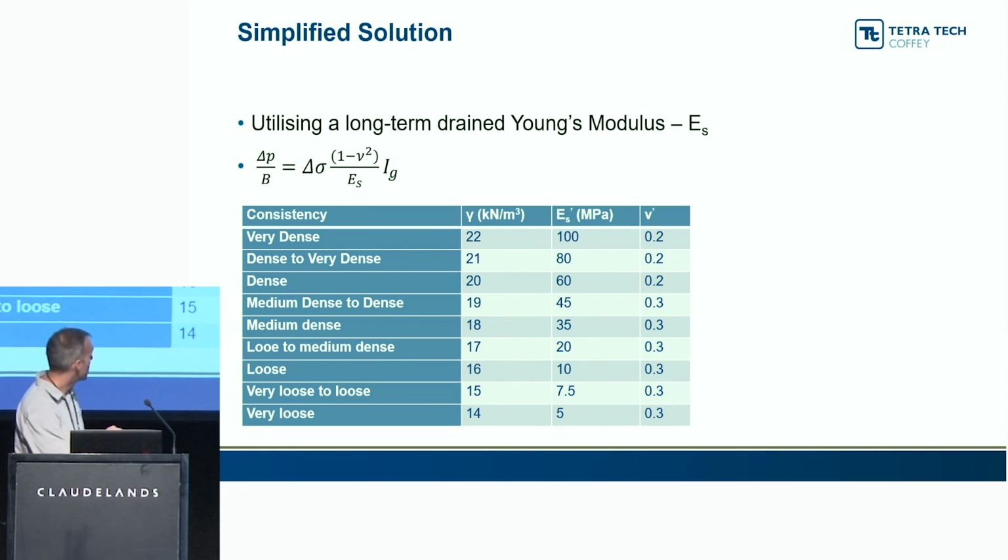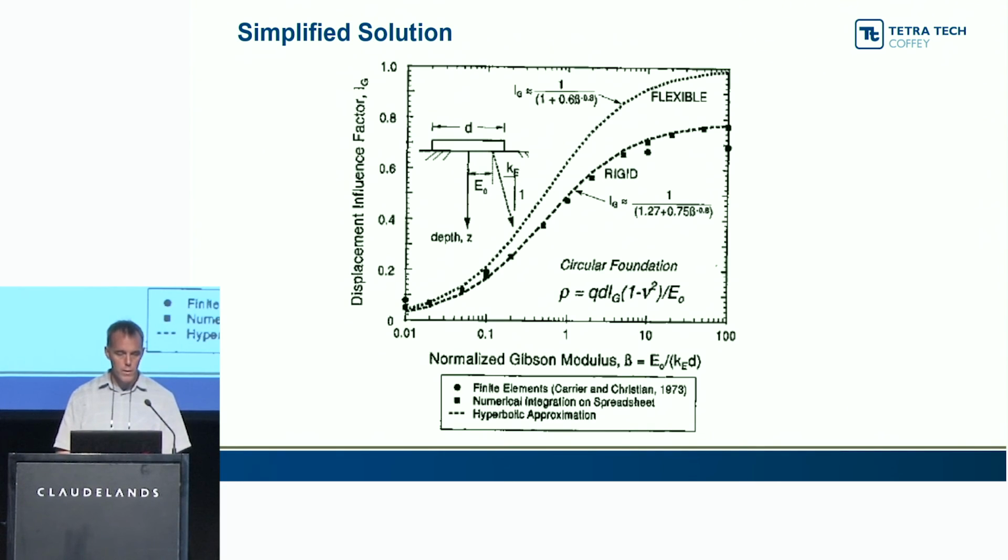The only bit you need to check is this IG, which is like an influence factor for the shape and the size of your foundation. But the rest is pretty basic, and it gives you an easy tool for estimating. And this is one of those influence charts, so you can literally calculate it off here.